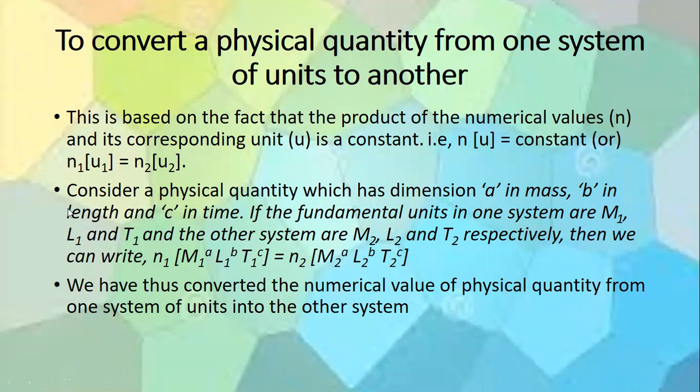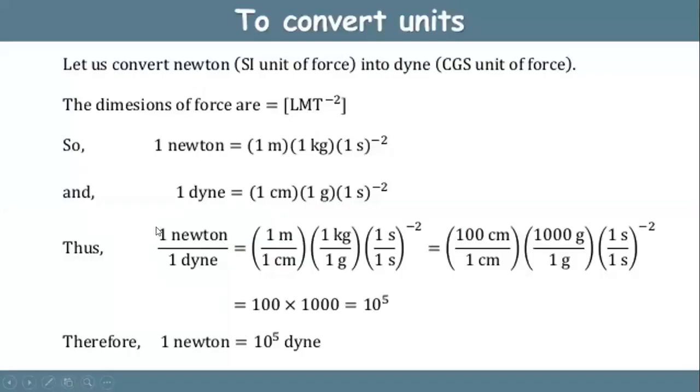Let's see one example here. Now we are going to convert Newton into dyne. Newton is the unit of force in SI system, and dyne is the unit of force in CGS system. Now we can write the dimension of force. The dimension of force can be written as L M T raised to minus 2. So L raised to 1, M raised to 1, T raised to minus 2.